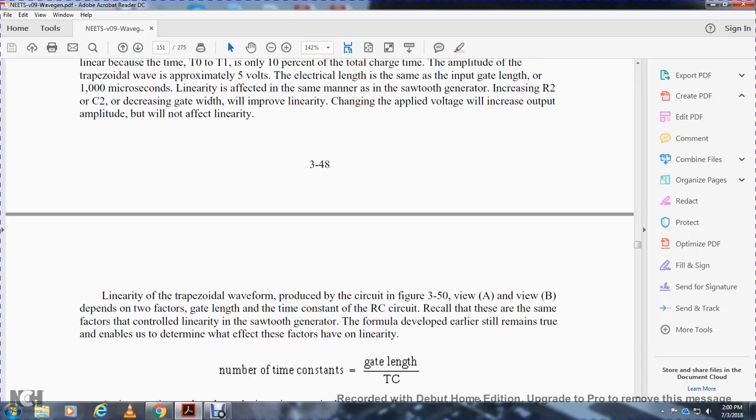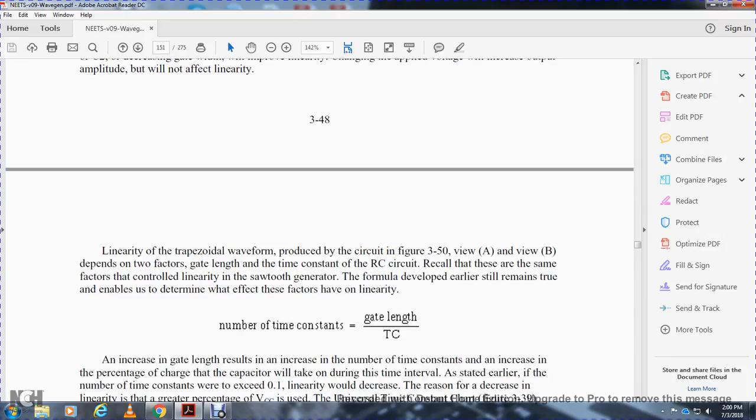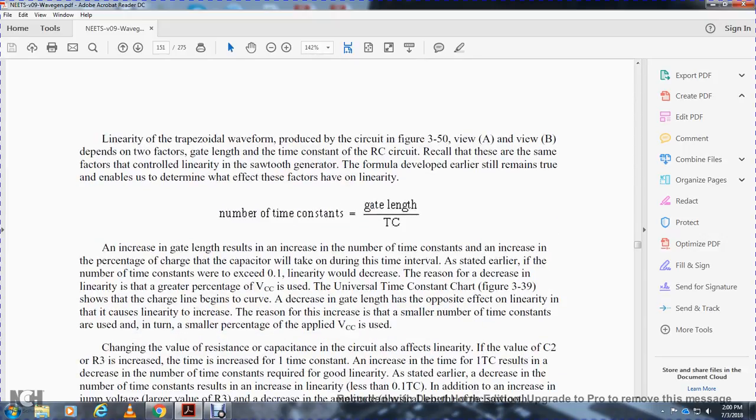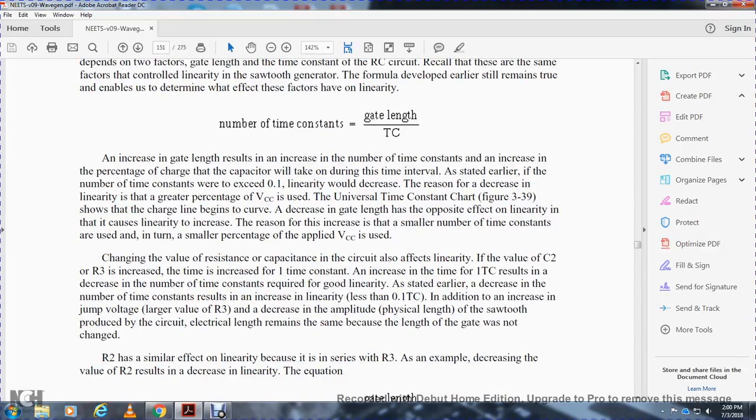The formula developed earlier still remains true, and it enables us to determine the effect that the factors have on linearity. The number of time constants equals the gate length divided by the total time constant. An increase of the gate length will result in an increase of the number of time constants, and an increase in the percent of charge of the capacitor during the time interval. As stated earlier, if the number of time constants exceeds 1/10, the linearity will decrease.